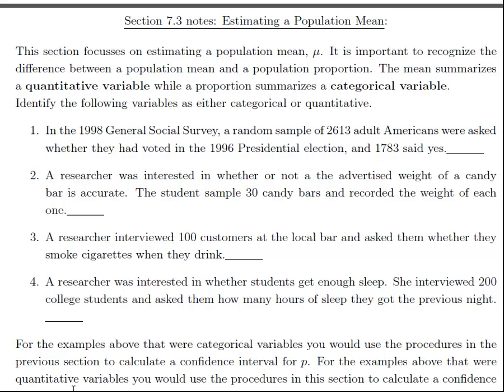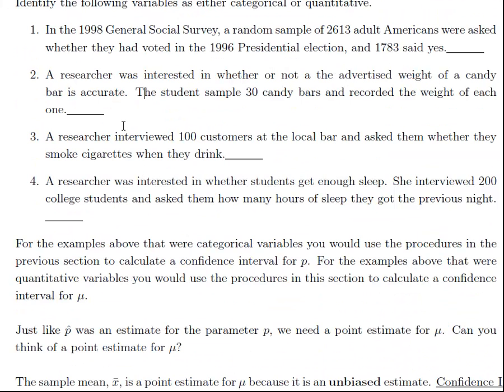So the next couple of questions just ask you whether you would use a proportion or the mean. And that depends on whether it's a quantitative variable or a categorical variable. So we have a random sample of 2,613 adults who were asked whether they had voted in the election. 1,783 said yes.